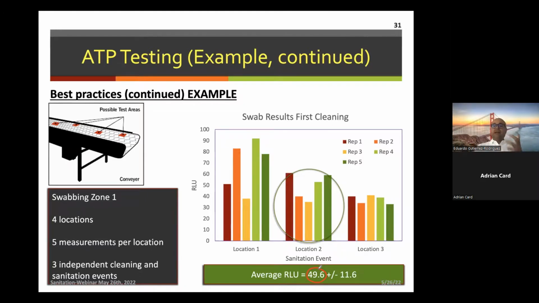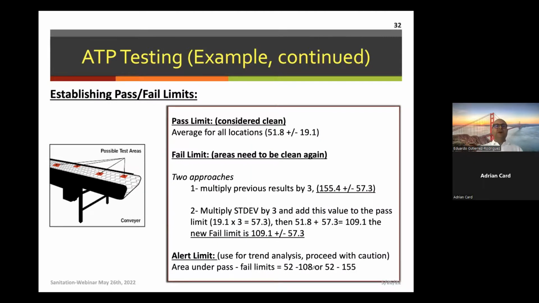Then what we need to do is define the pass or fail limits. What is considered a pass limit? It is what is considered clean. In our case, we did 15 measurements, and those 15 measurements gave me this value. So in theory, this is our pass limit. How do I verify this? I verify it either by doing Enterobacteriaceae or by doing aerobic plate count. Okay.